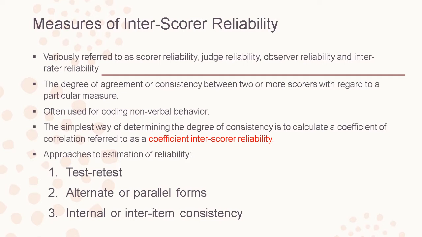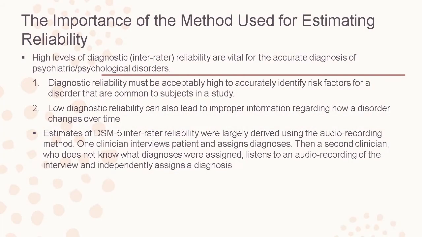This is often used for coding nonverbal behavior. The simplest way of determining the degree of consistency is to calculate a coefficient of correlation, referred to as a coefficient of interscorer reliability. Approaches to estimation of reliability are test-retest, alternate or parallel forms, and internal or inter-item consistency. A published study by Milowski et al., 2015, highlighted the substantial influence that differences in method can have on estimates of inter-rater reliability.